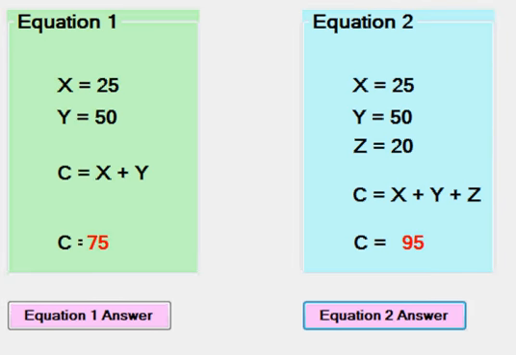So when I run this program, I can say my first equation's answer is 75 and my second equation's answer is 95. Because my c is x plus y in equation 1, my x is 25, my y is 50, 50 plus 25 is 75. In equation 2, my c is equal to x plus y plus z. So my x is 25, y is 50, z is 20. It adds together to 95.